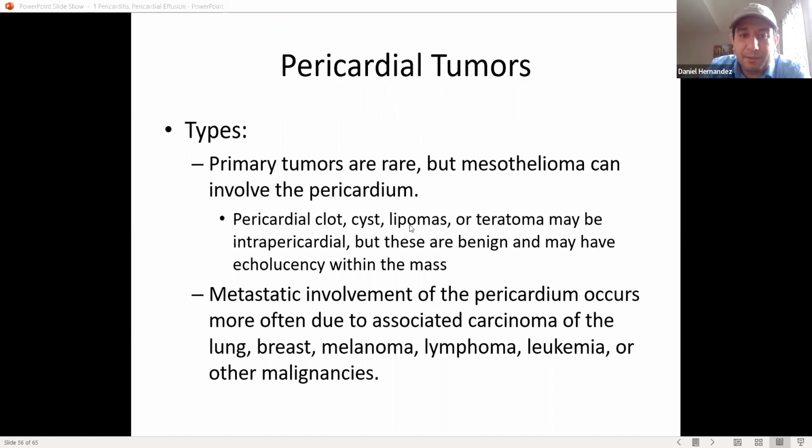Other tumors could be lipomas or teratomas. That may be intrapericardial, but these are benign and may have echolucency within the mass. You also worry about pericardial clots. Metastatic involvement of the pericardium occurs more often due to associated carcinoma of the lung, breast, lymphoma, melanoma, leukemia, or other malignancies.